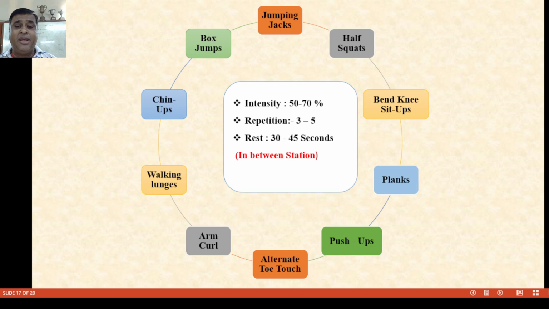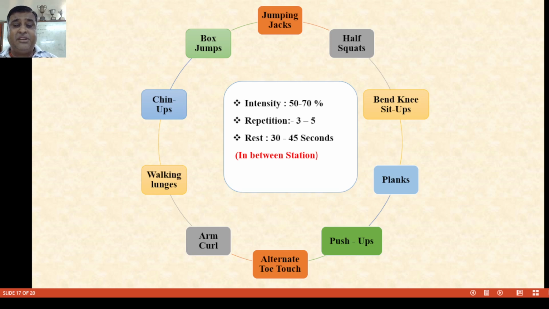We have to do it in circle form. It is a combination of both. One example which I am showing to you is jumping jacks, half squats, bent knee sit-ups, planks, push-ups, alternate toe touch, arm curls, walking lunges, chin-ups, and box jumps.